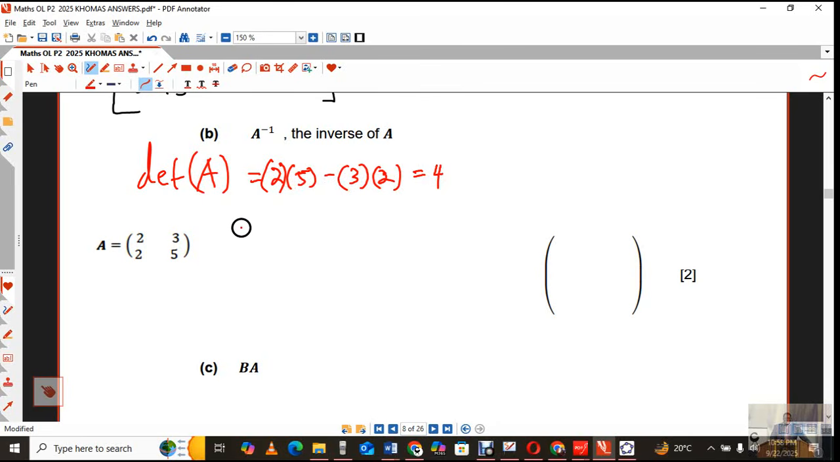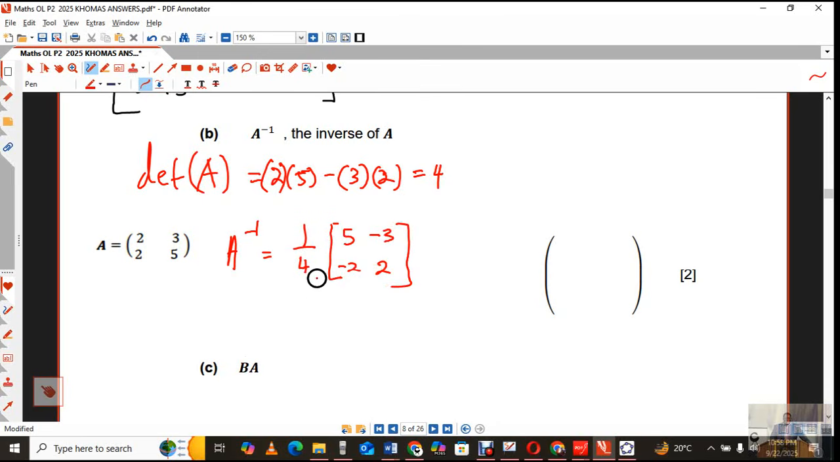So how do you find the inverse of the matrix? Well, the inverse of the matrix is 1 over the determinant, 1 over 4. Now you're going to switch the leading diagonal. You're going to switch the 2 and the 5 around, so 5 comes here and the 2 comes here. And you're going to change the signs of the other diagonal. So this is positive 3, now it becomes negative 3. And this is positive 2, now it becomes negative 2. Essentially, this is the inverse. You are done with that, okay?